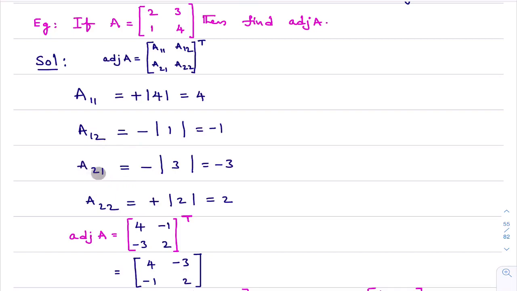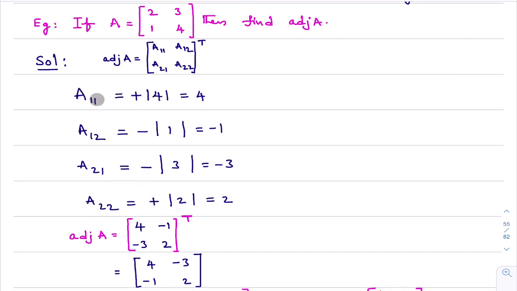See here A21, 2 plus 1 is 3. When 3 is odd number, when odd number is there, you write minus. A22, 2 plus 2 is 4. 4 is even number. When even number is there, you write plus. After writing signs like this, you need to write its minor.